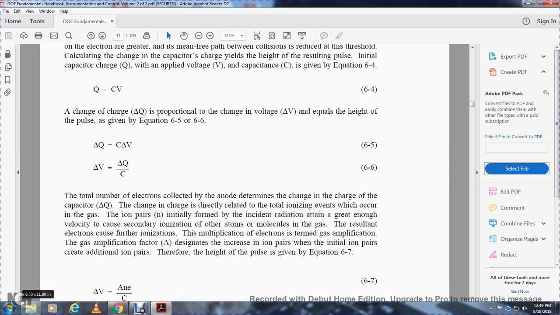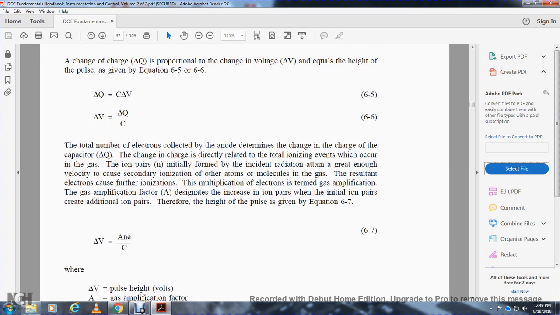The total number of electrons collected at the anode determines the charge of the capacitor, which is directly related to the total ionization events. The ion pairs initially formed by the incident radiation accelerate to a great enough velocity to cause secondary ionization of other atoms or molecules, and the further ionization multiplies the electrons. This determines the gas amplification factor. For each initial ion pair created, additional ion pairs form, therefore the height of the pulse is given in equation 6.7.